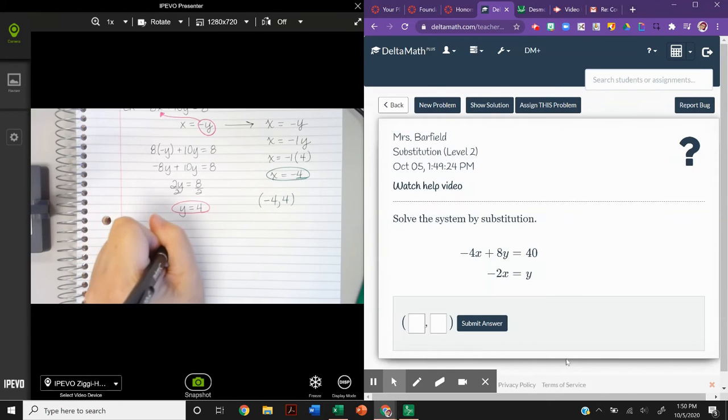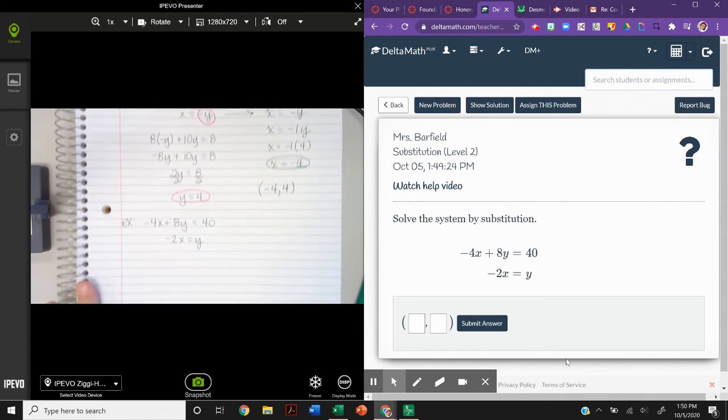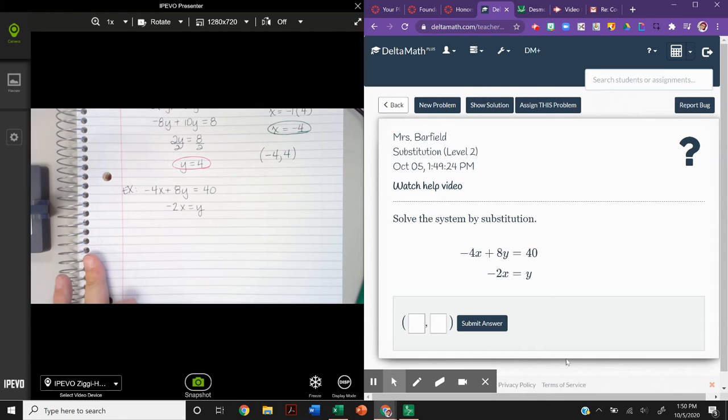All right, you guys. So now let's look at another example. I've got negative 4x plus 8y equals 40, and then I have negative 2x equals y. Now, we talked about in the last video about how you just need to stop for a moment, and you really need to look at what you've been given.